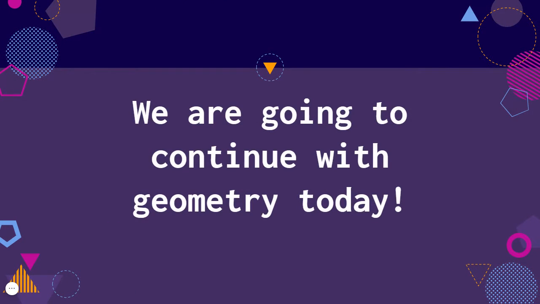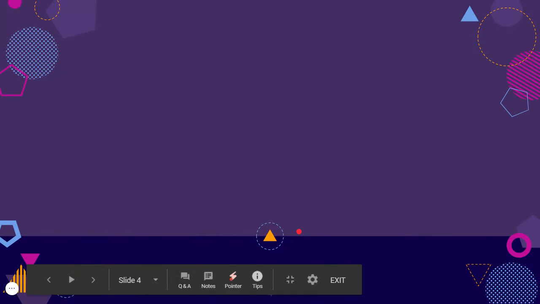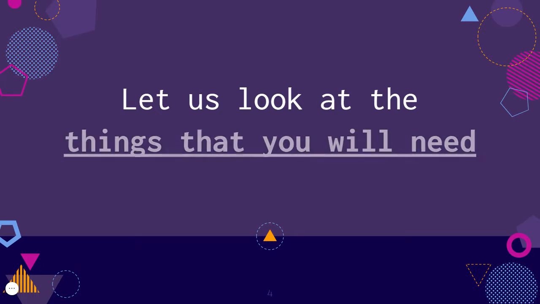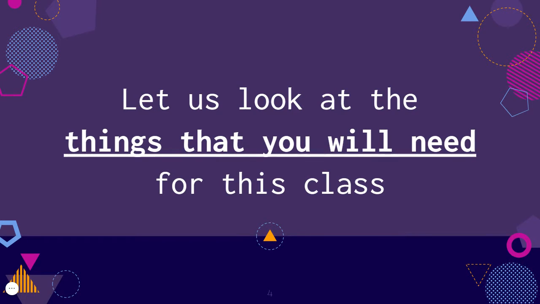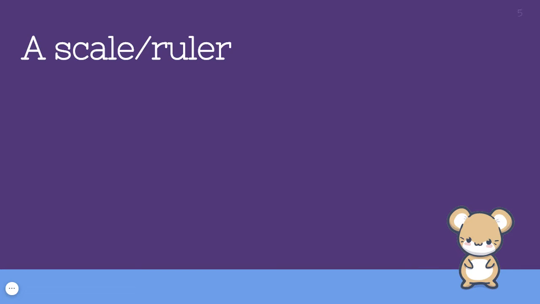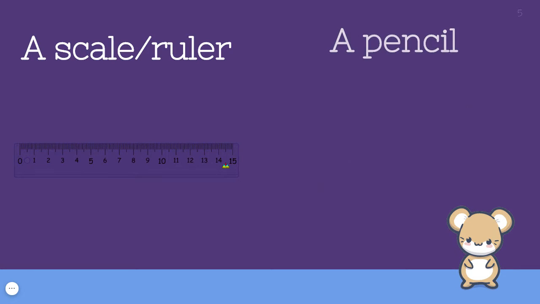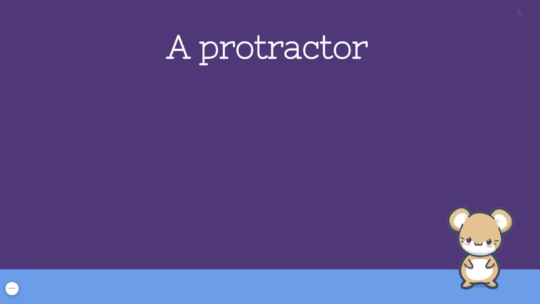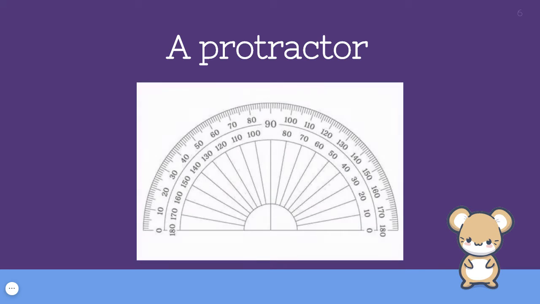In maths, we are going to continue with geometry today. This is the second class for it. Let us look at the things that you will need for this class. The things are a scale or a ruler, a pencil, and this time you will also need a protractor.